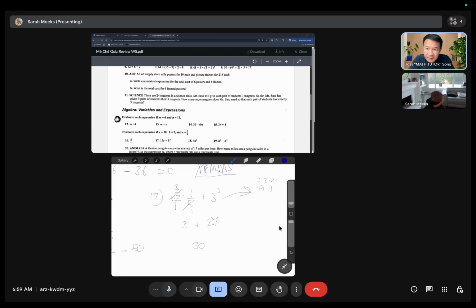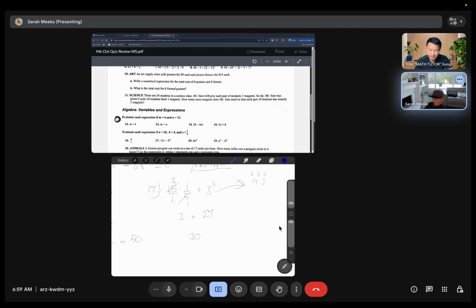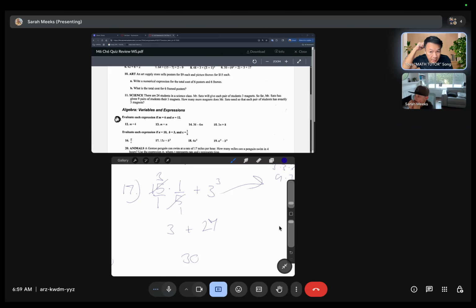All right, continue here. So 30 plus 9. Do you want to see it? Oh, wait, yeah, I see it. Let me double check. 17. It's 15 dot C. 15 dot C is 15 dot 1/5. So 15 times 1/5 is 3, yeah. And then plus 3 to the third.